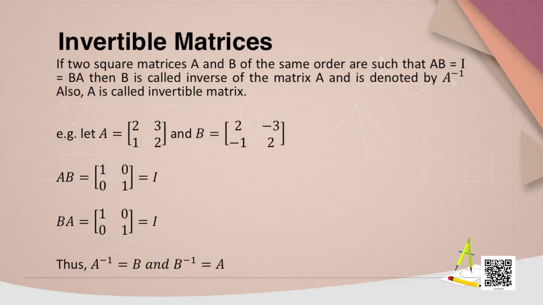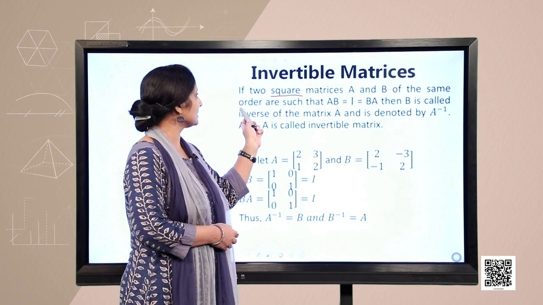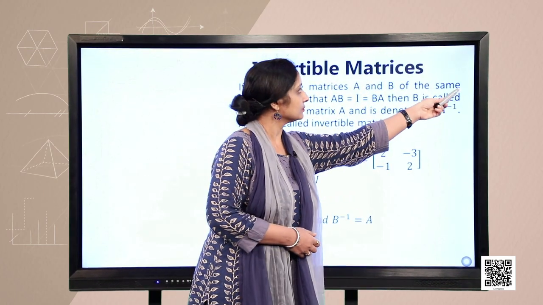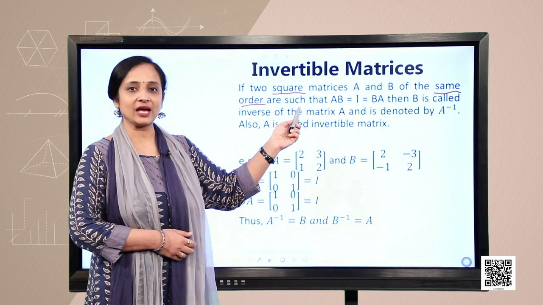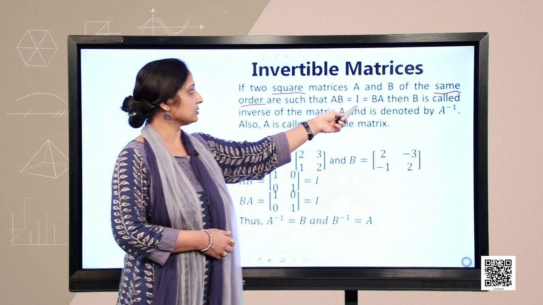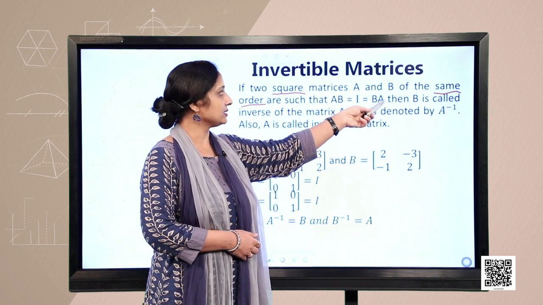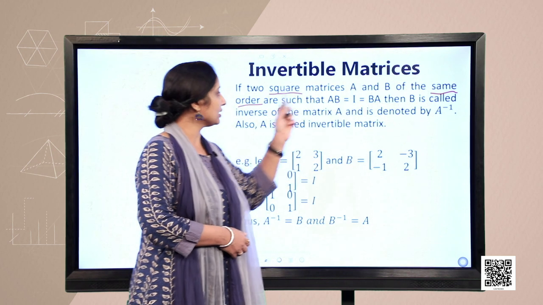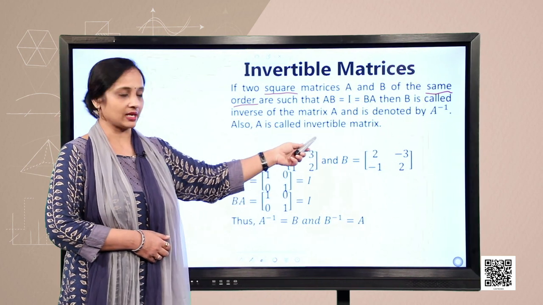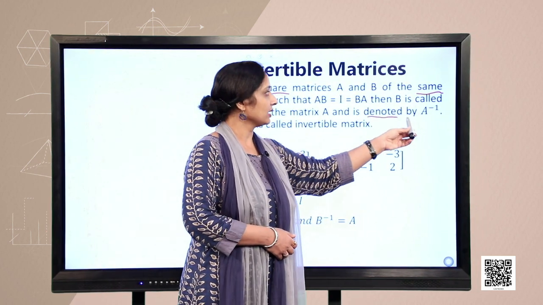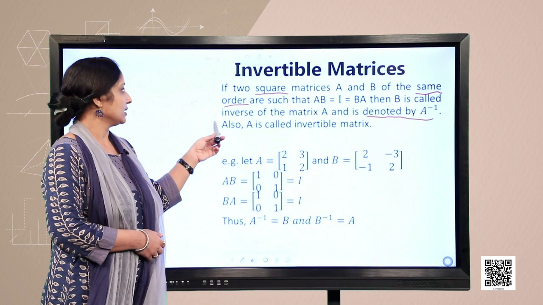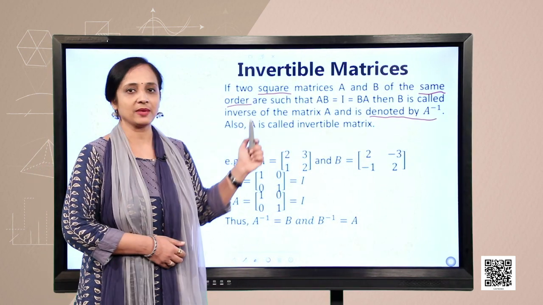So now let's learn what are invertible matrices. If two square matrices A and B of the same order are such that A into B is equal to I, the identity matrix of the same order, is equal to BA, then B is called inverse of the matrix A, and this is denoted by A inverse. Also A is called an invertible matrix.